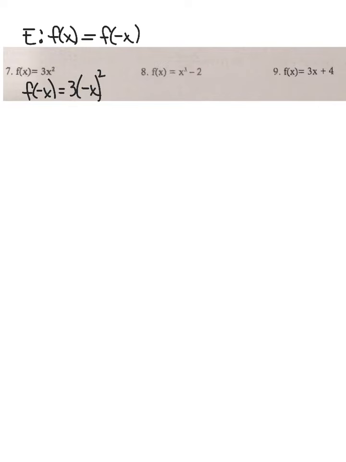Okay, let's do the same thing for 8. We're on a roll here. So f of negative x, same deal again. I'm going to change the x to a negative x, but I'm keeping the cubed, and I'm keeping the minus 2. Okay, and let's keep going with number 9. So f of, I'm going to squeeze in a negative there, that's a negative x equals, keep the 3, put in a negative x, and then add the 4 at the end.